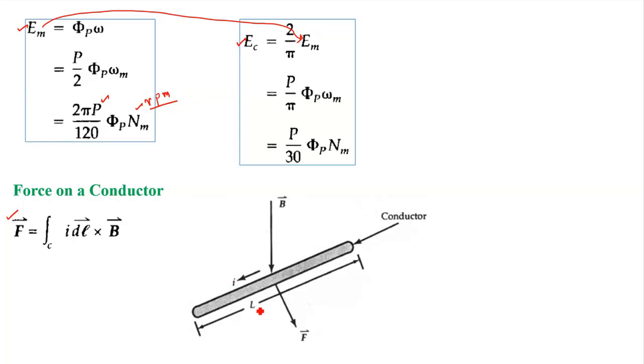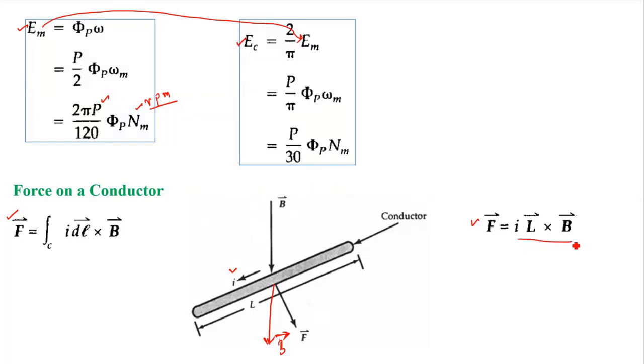We can see a conductor having length capital L, carrying a current I, and the conductor is placed in the magnetic field B. I want to find the force. The force is the cross product of I dl and B. In this case the integration of dl will be capital L, so that gives IL cross B. So the force will be equal to B I L, where B is the flux density.